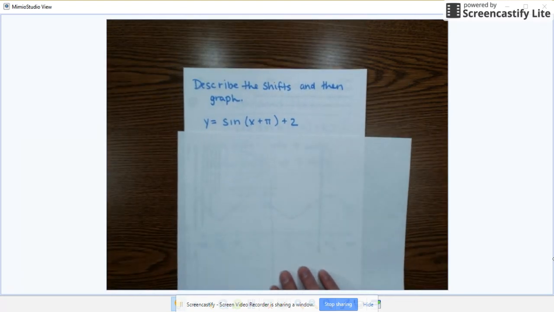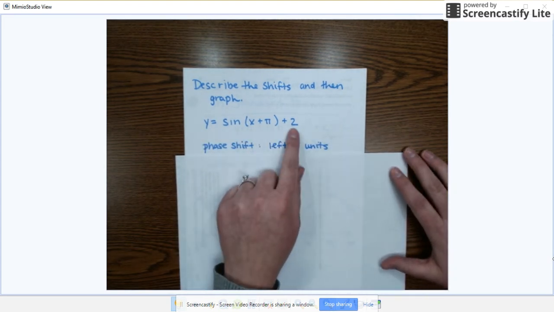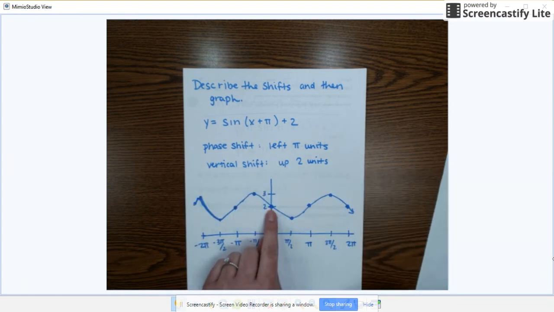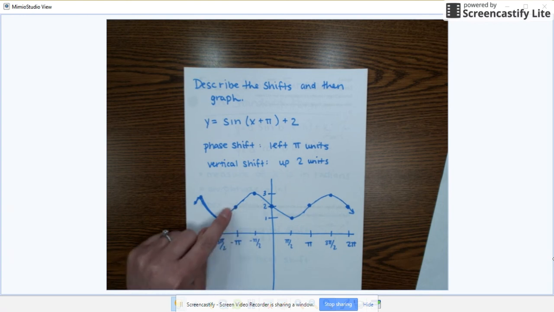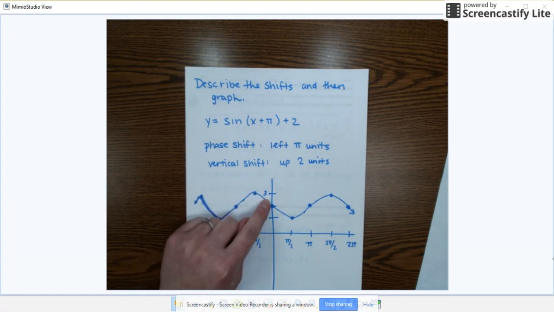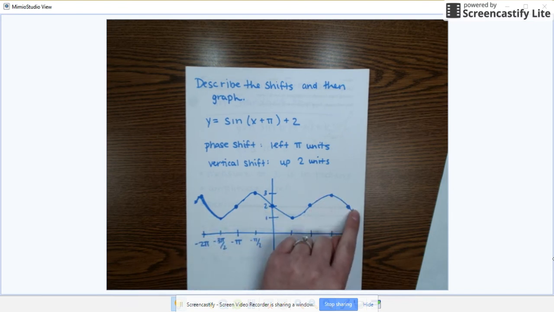Okay, here are two different shifts at one time. So we have a phase shift where we go left pi units and then we go up 2 units. This is sine, so we normally start at our origin. We're going to go to the left pi units and then up 2 units. So here is our starting point. Normally we start here. We're going to go left pi and up 2. So here is our starting point. We know we need to increase. Our amplitude's still 1, so we go from 2 to 3, back down to the center of our function, down to the minimum value, and then keep our cycle going.